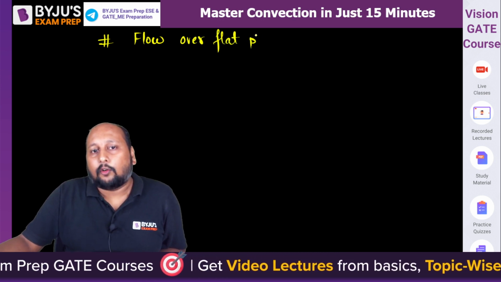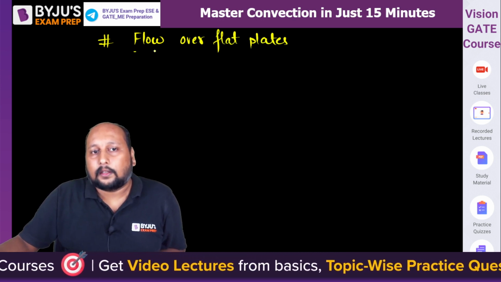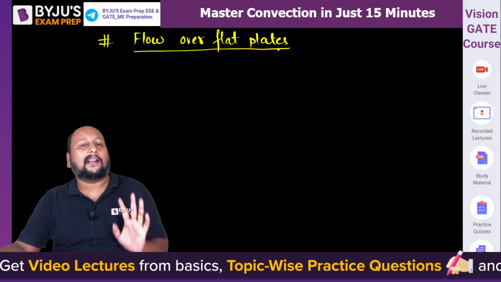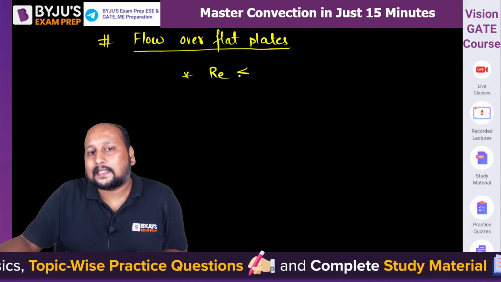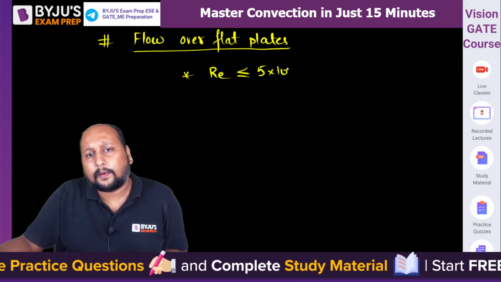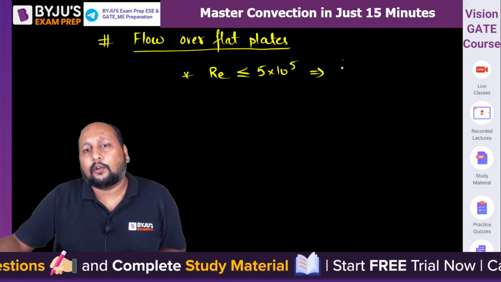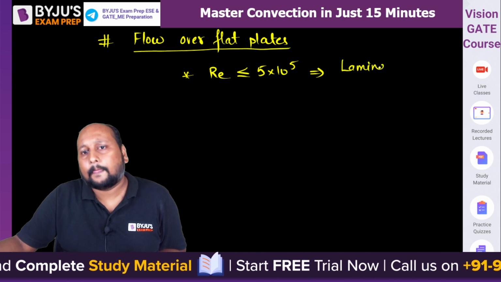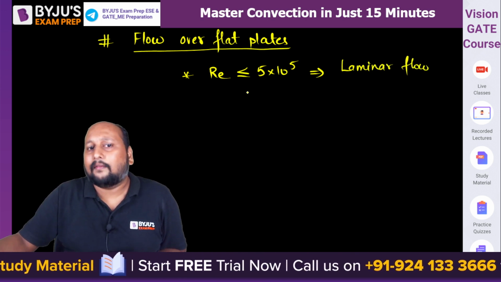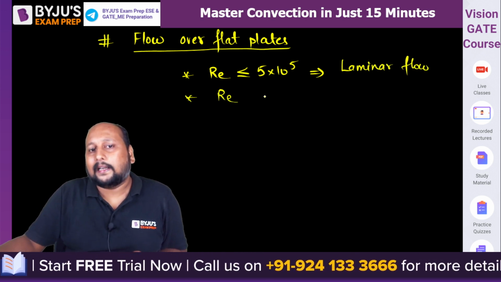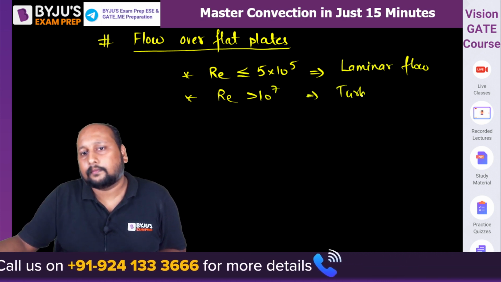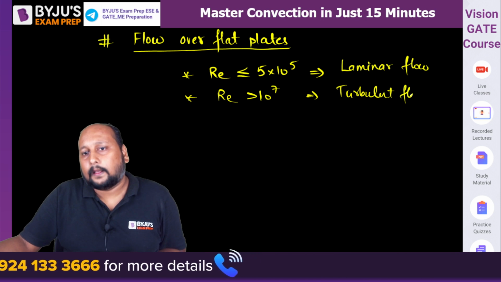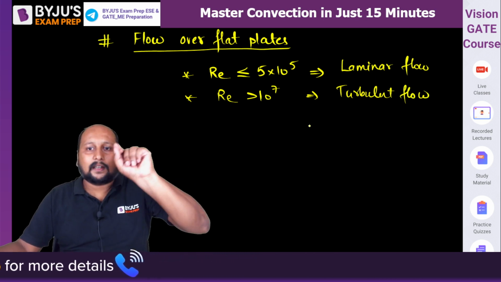Now, for flow over flat plates, how do we identify the type of flow? For that, Reynolds number is defined. If the Reynolds number is less than or equal to 5 into 10 to the power 5, then the type of flow is laminar flow. And if the Reynolds number is greater than 10 to the power 7, then we say that it is a turbulent flow.